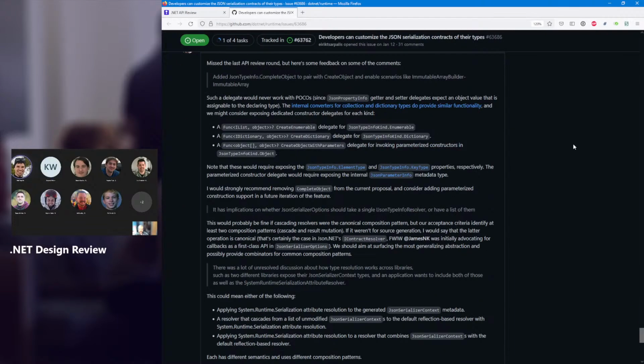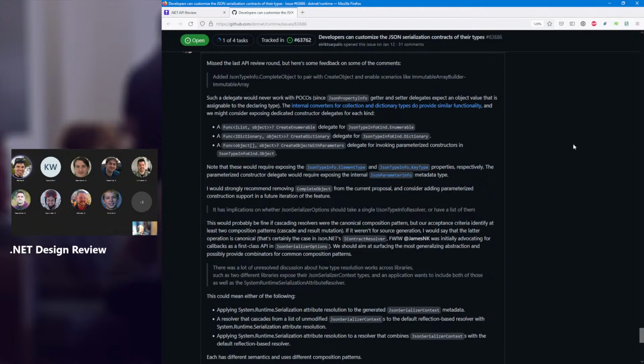So I have a bulleted list. The idea is, and of course this would be implemented in a future iteration, that you would have a func taking an enumerable into an object for building immutable structs or classes that don't have setters. A func that takes IDictionary for building dictionaries out of deserialized JSON objects. The first one takes an IEnumerable for populating collections, and a func that takes an array of objects for constructing POCOs, structs or classes.